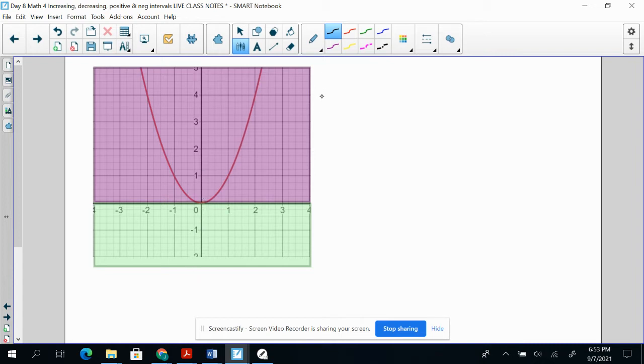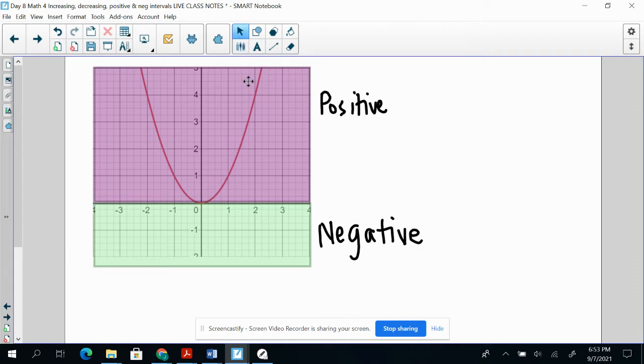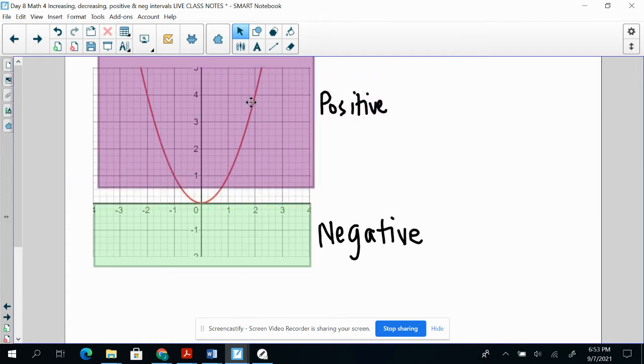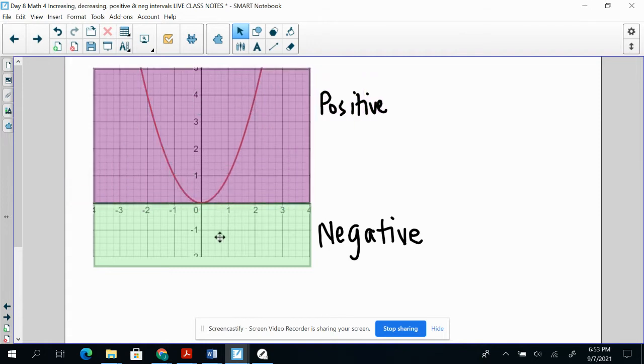So if they're positive up here at the top, this is our positive section of our graph, and this is our negative section of our graph. So positive just means above the x-axis and negative means below the x-axis. And we're looking at our positive y's up here and our negative y's down here. And in this case, for this example, this quadratic is positive the whole time.